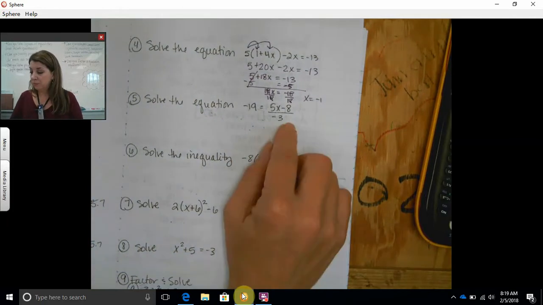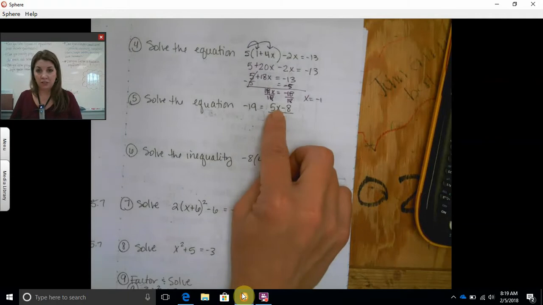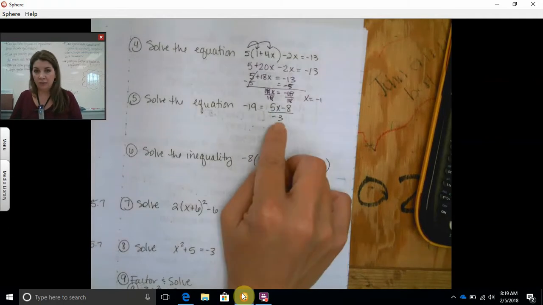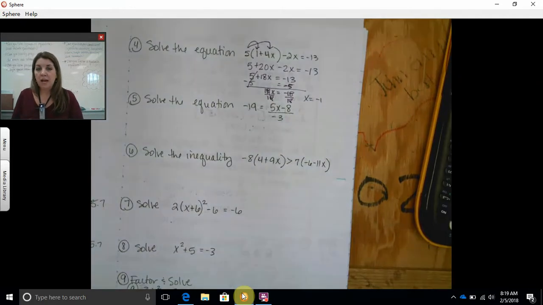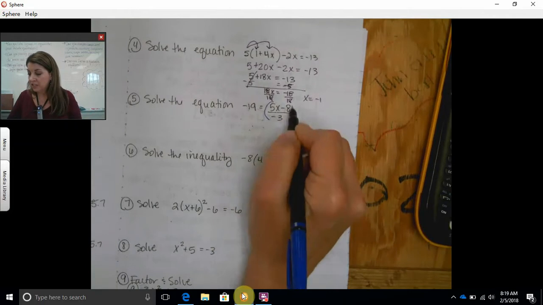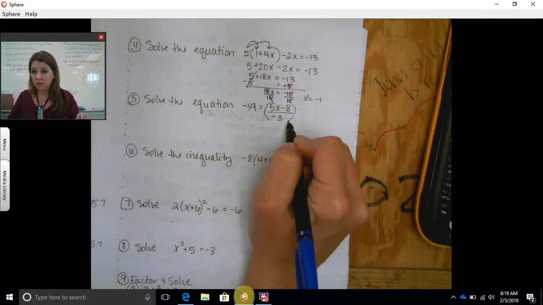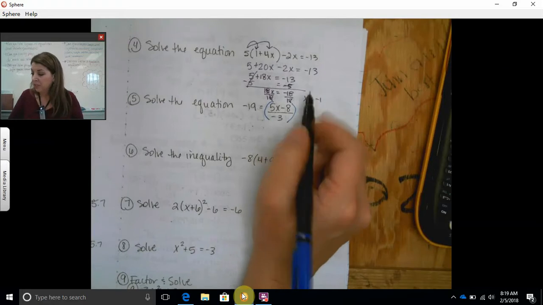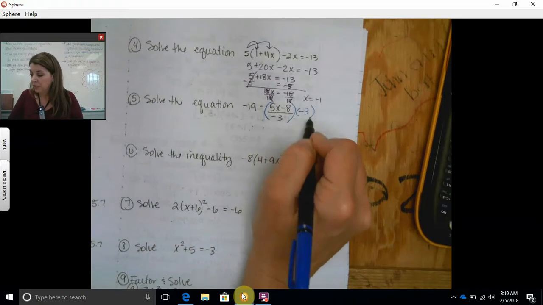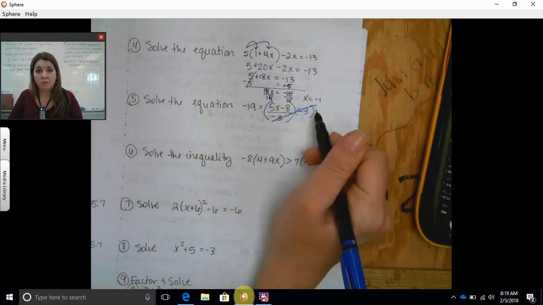Number 5, this x is in the numerator of a fraction. I can't just be adding 8 or adding 3 to both sides. I need to clear the fraction. So I'll multiply every term by negative 3. Now, while this is a fraction, this is considered just one term, okay? So don't multiply 5x by negative 3 and negative 8 by negative 3 and negative 3. If you multiply the whole thing by negative 3, those will cancel.